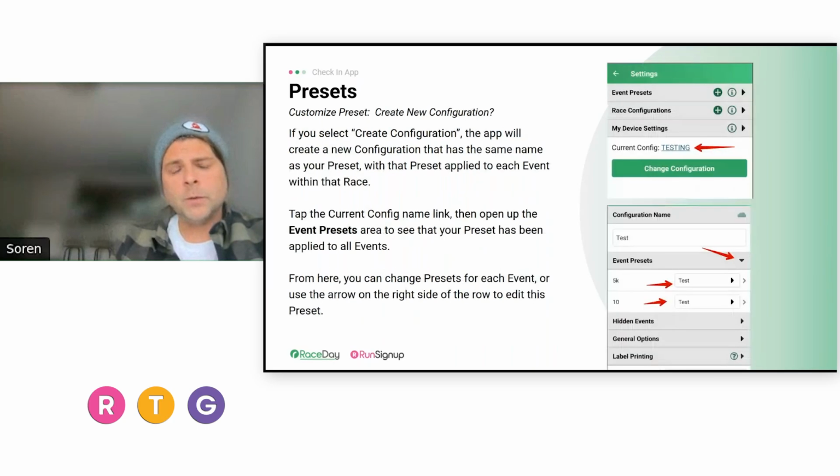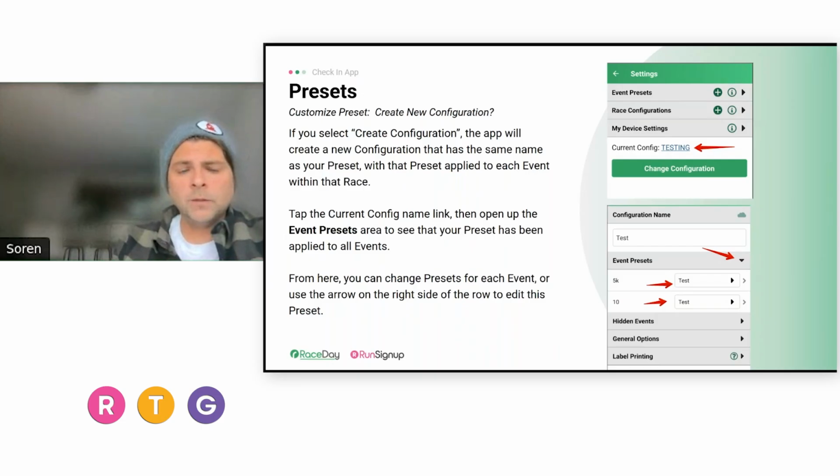If you do select Create Configuration, the app will create a new configuration that has the same name as your preset. So if you called it Test, or in this case, Testing as a preset, that's what the configuration would be named by default. Again, you can edit these.